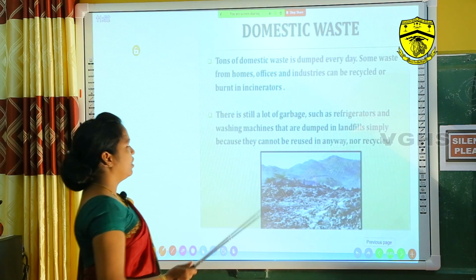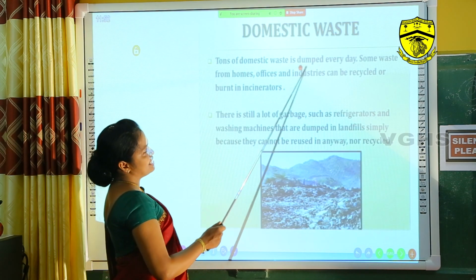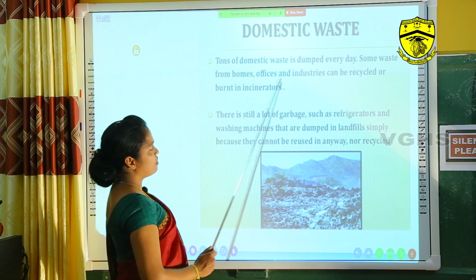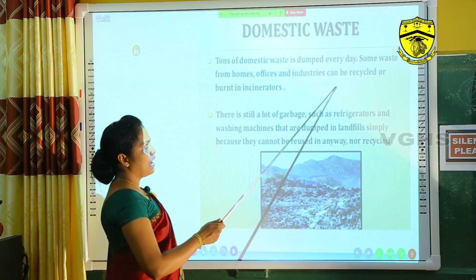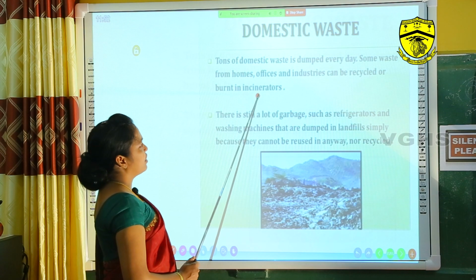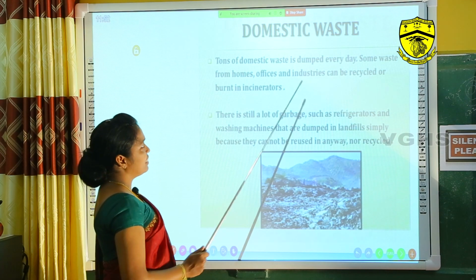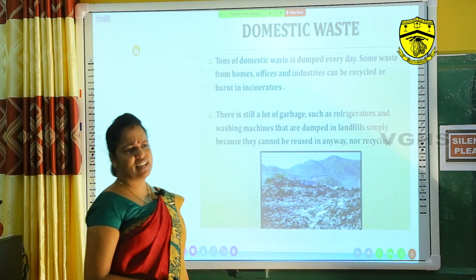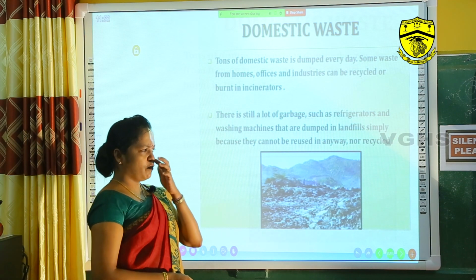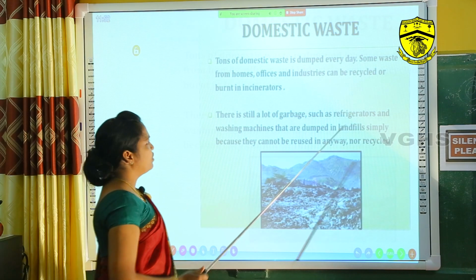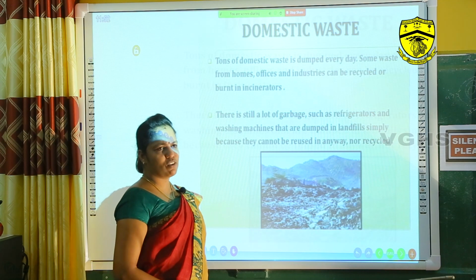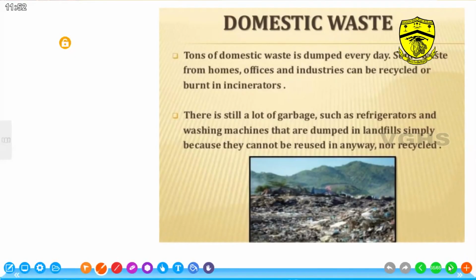Domestic waste. Tons of domestic waste are dumped every day. Some waste from homes, offices and industries can be recycled or burnt in an incineration process. So you know that domestic waste includes, for example, home delivered products like plastic or vegetables too. Use the dustbin, that's very important, and proper disposal is also good to prevent this problem.